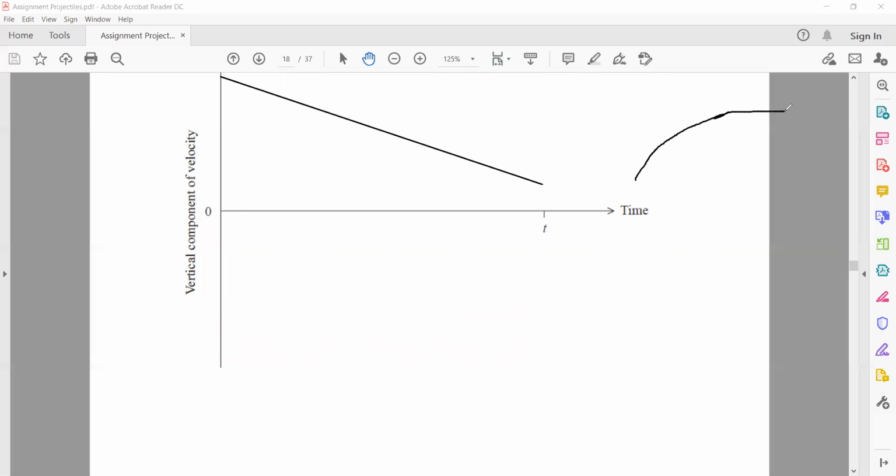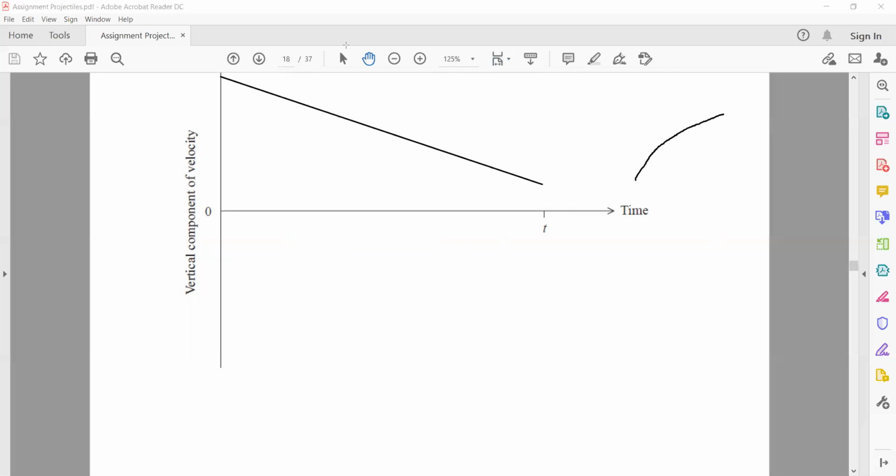If it reaches the maximum height from O to P, then what kind of graph should I plot? I should plot a graph in this manner. But because it is still rising, I did not complete the graph at time t, because the vertical velocity at maximum height is 0. But in this case, the vertical velocity will not be 0.